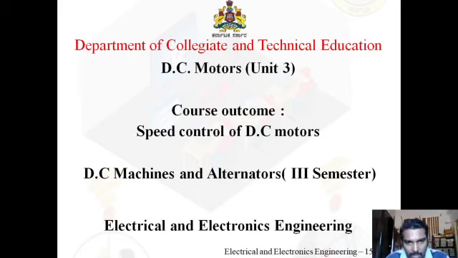Hello. In this particular session, let us discuss how the speed of a DC shunt motor can be varied by using armature resistance connected in series with the armature.